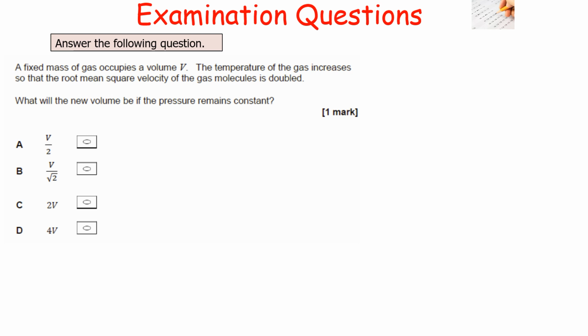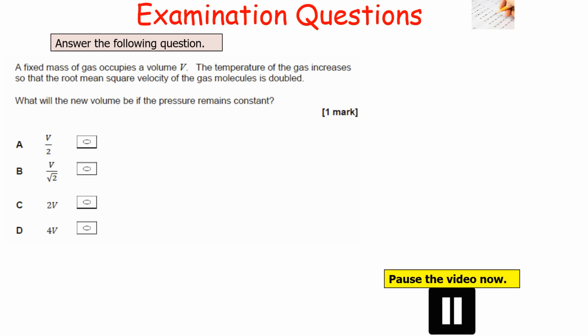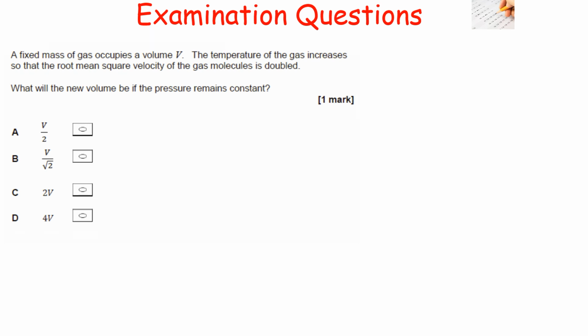The next question says a fixed mass of gas occupies a volume V. The temperature of the gas increases so that the root mean square velocity of the gas molecules is doubled. What will the new volume be if the pressure remains constant? So pause the video now, then unpause the video when you want to go through your answer.